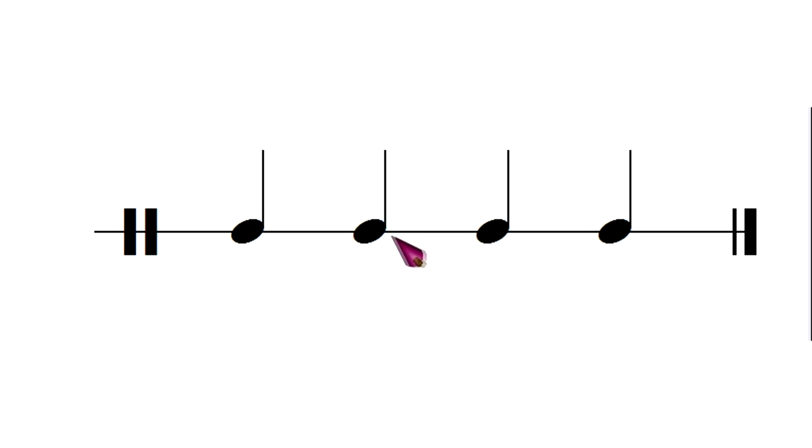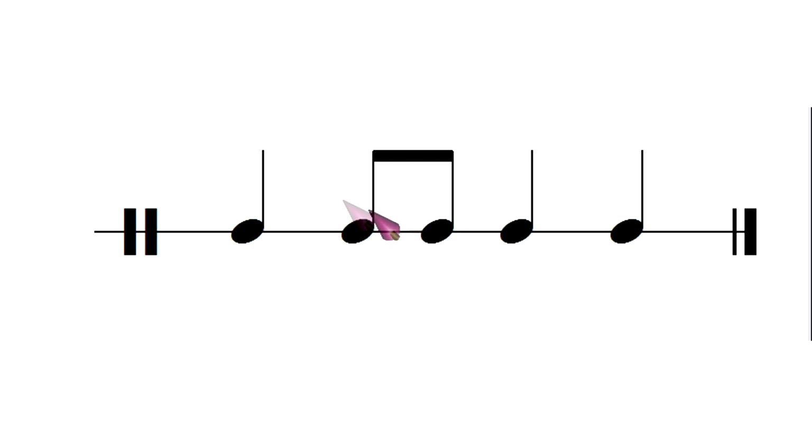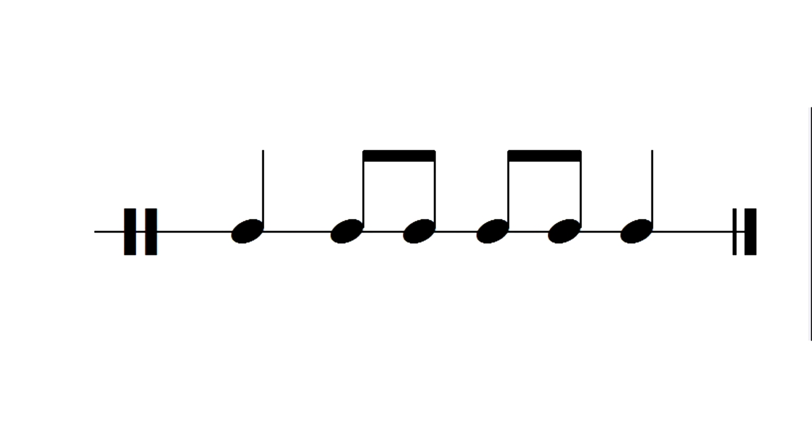For example, we can take one quarter note and split it in two, and they will become two eighth notes. One quarter note has become two eighth notes or quavers. So this is going to sound ta, ta, ta, ta, ta. We can take any of these quarter notes and split it, for example, here, and this is going to sound ta, ta, ta, ta, ta, ta.